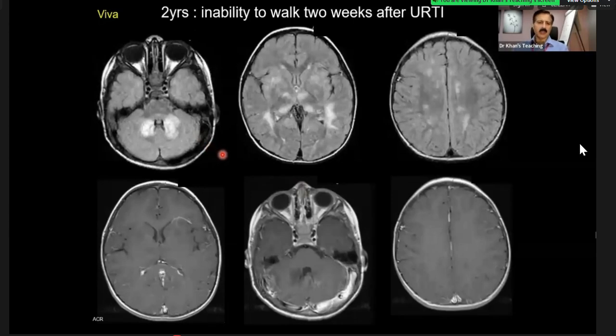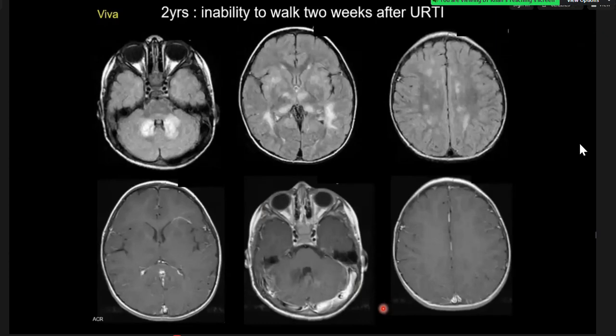Yes, please. 2 years old, inability to walk 2 weeks after URTI. My history is too kind. The examiner is very kind to give you this elaborate history. So that's fine. Okay, so my observations are that there is hyperintense FLAIR signal within the deep white matter, relatively symmetrical in distribution, and it's also within the medial aspect of the cerebellum. There is no contrast enhancement in this context. In a young child that's got a URTI, I think this is likely to be ADEM.